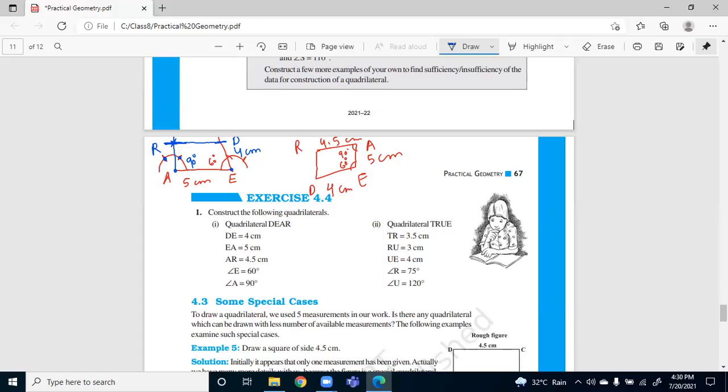So what is the way of doing this exercise? Wherever two angles are given, that side you have to make first. That should be the base. Okay, so all of you, what do you say? Is it understood? Yes. Okay, so please draw it. If it is understood, draw it in your copy.